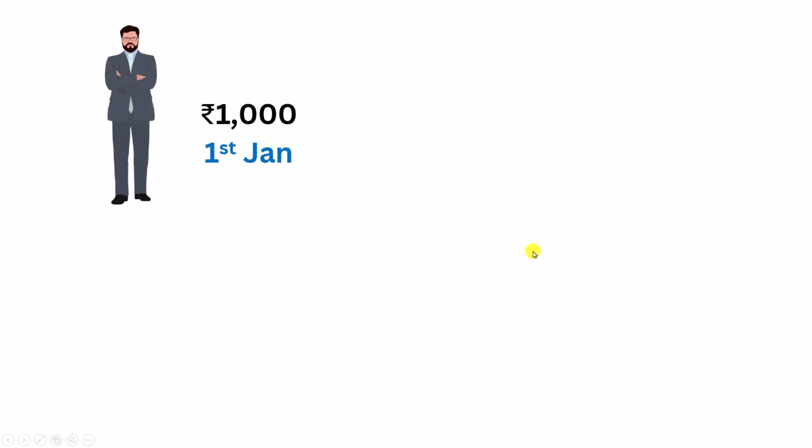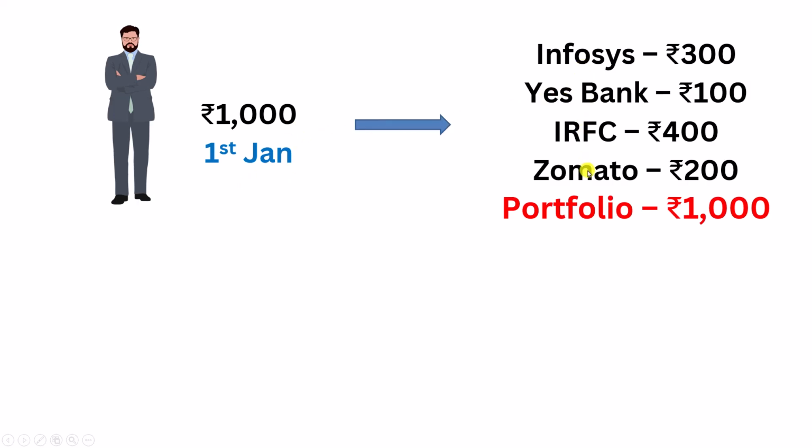First, I will take the example of shares. Let us assume that this is you, and you have 1000 rupees which you want to invest in the market. Let us say that on January 1st you buy shares of different companies. You buy shares of Infosys worth 300 rupees, shares of Yes Bank worth 100 rupees, shares of IRFC worth 400 rupees, and shares of Zomato worth 200 rupees. How many shares of Infosys do you buy? Do not worry about the number of shares. Just know that you have bought 300 rupees worth of Infosys shares.